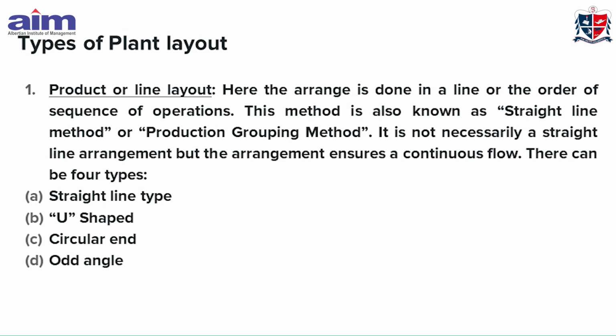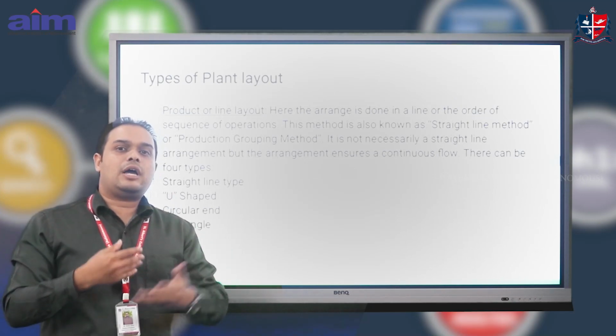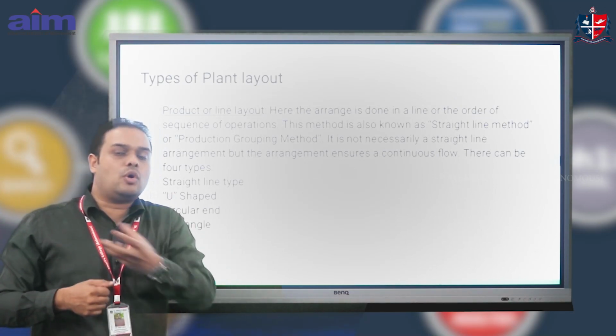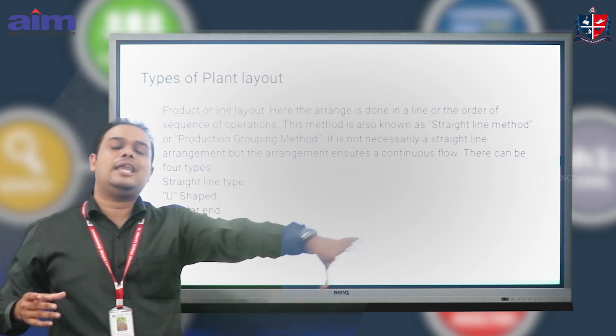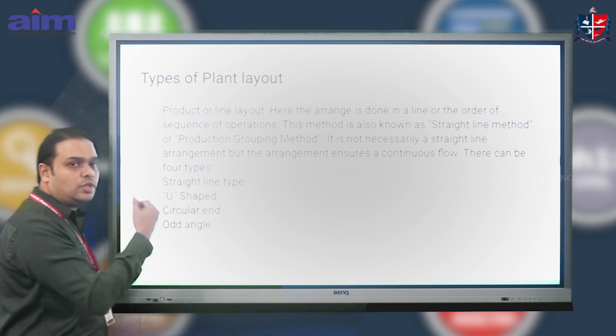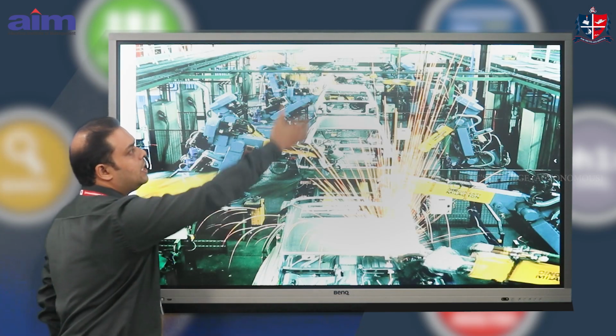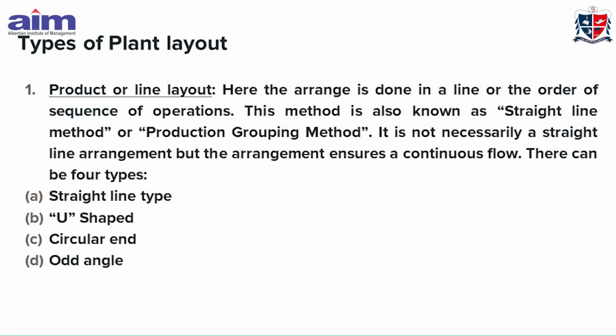So the benefit of line layout is that whenever you look at large production volumes and repetitive processes like car manufacturing or, let's assume, soap manufacturing, it is a repetitive process. You can ensure that you have a line layout. And there are 4 types of line layout. You have your straight line, which is normally, as I showed you before, a straight line layout. You can use that, or you can have a U-shaped layout. We'll discuss that. Then you have a circular end or an odd angle layout.